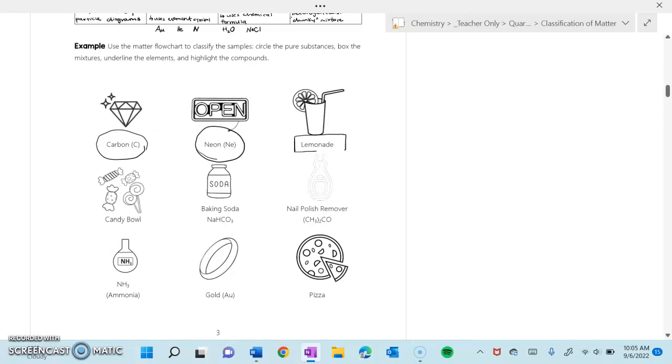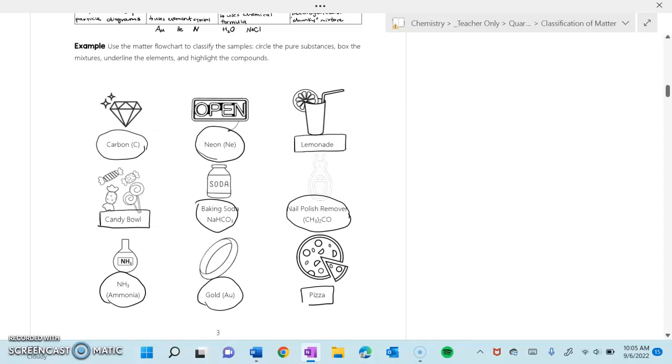So let's go ahead and do that too. Box the mixtures. We talked about lemonade. If it has multiple ingredients, it's a mixture. Candy bowl, that's multiple things, multiple ingredients. Baking soda, compound. Notice its chemical formula here. Nail polish remover also has a chemical formula. Ammonia, pure substance. Gold, pure substance. Pizza, multiple ingredients.